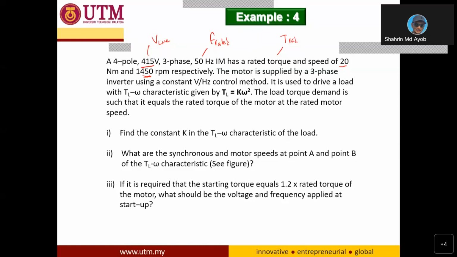Oh, dia suruh cari. Find the constant. Dia bagi torque ni, Newton meter. The speed is also given. Kan? So, you masukkan je dalam persamaan ni. Tapi, you need to convert this RPM into radian per second. So, 1450, because dia punya selalunya memang dia dalam radian per second. Multiply nak convert RPM into radian per second apa? 2 pi over 60.